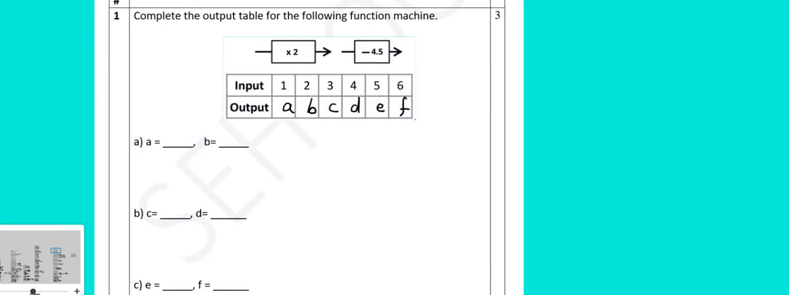Looking at the next sum, that is sum number 1. Complete the output table for the following function machine. So here what do we have to do? All we need to do is complete the output table right here. So A is equal to 1 into 2 minus 4.5. Therefore for A we will be doing 1 multiplied by 2 minus 4.5, which is equal to minus 2.5.